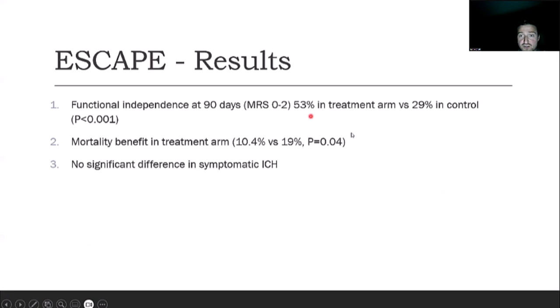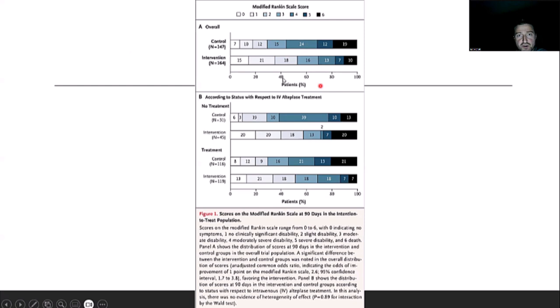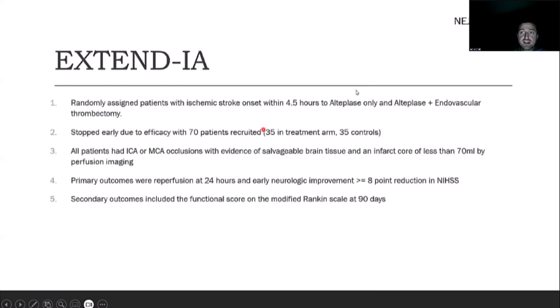Their primary outcome was also the modified Rankin score at 90 days, and they showed a 53% functional independence in the treatment arm versus 29% in the control. So again, a statistically significant number. They also actually showed a mortality benefit, which was one of the few studies. They had no significant difference in symptomatic intracranial hemorrhage. So again, just showing the modified Rankin score. So the intervention, obviously, we had a substantial number of patients who were able to go back to their lives, substantially more than in the control group.